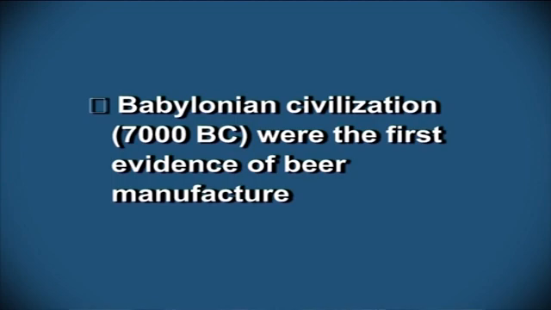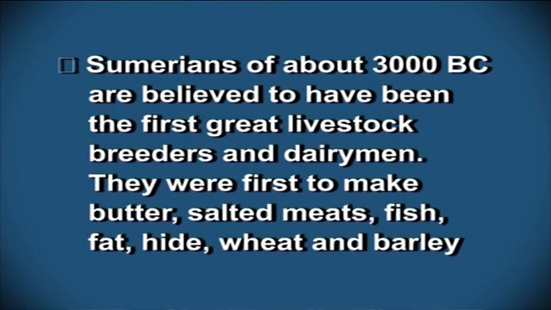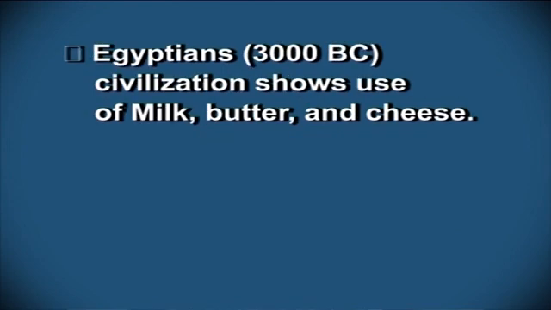The Babylonian civilization provided the first evidence of beer manufacture. Sumerians of about 3000 BC are believed to have been the first great livestock breeders and dairymen. They were the first to make butter, salted meats, fish, fat, hide, wheat and barley. Egyptian civilization shows use of milk, butter and cheese.